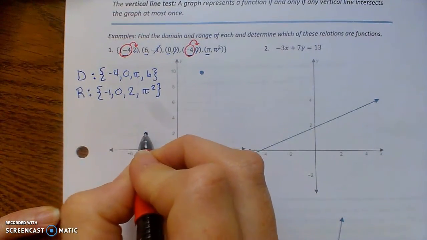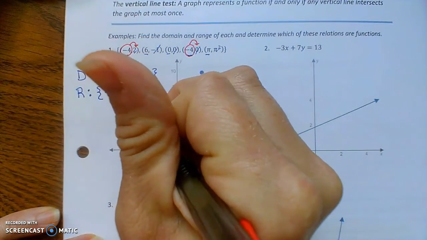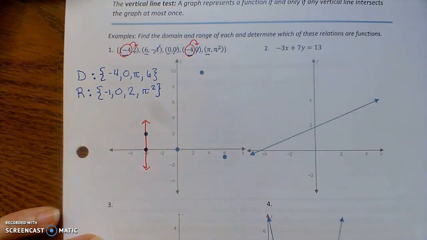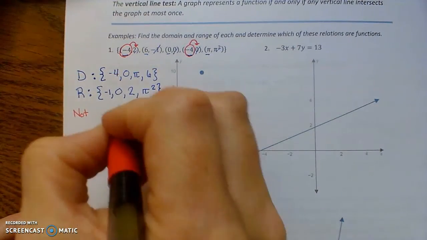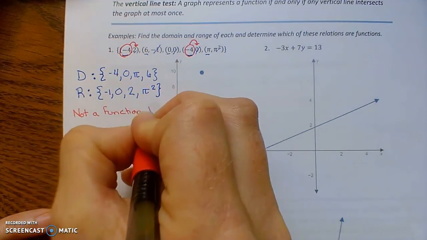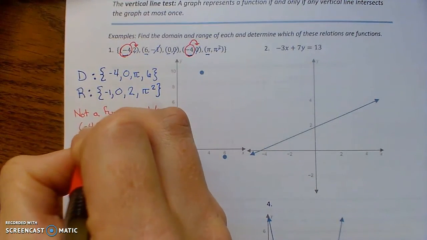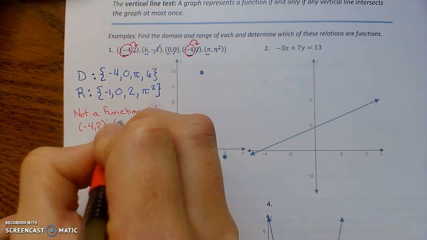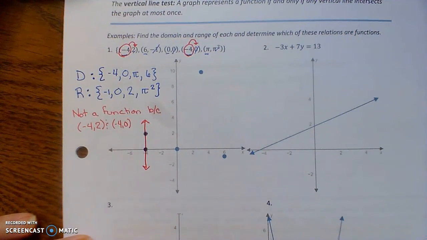All right, here's another way to see that. These 2 points lie on a vertical line. So if I were to draw this vertical line, it would intersect the graph in these 2 points. So these 2 points tell us that this relation is not a function because of the 2 points, -4, 2 and -4, 0. These 2 points give us evidence that this is not a function.